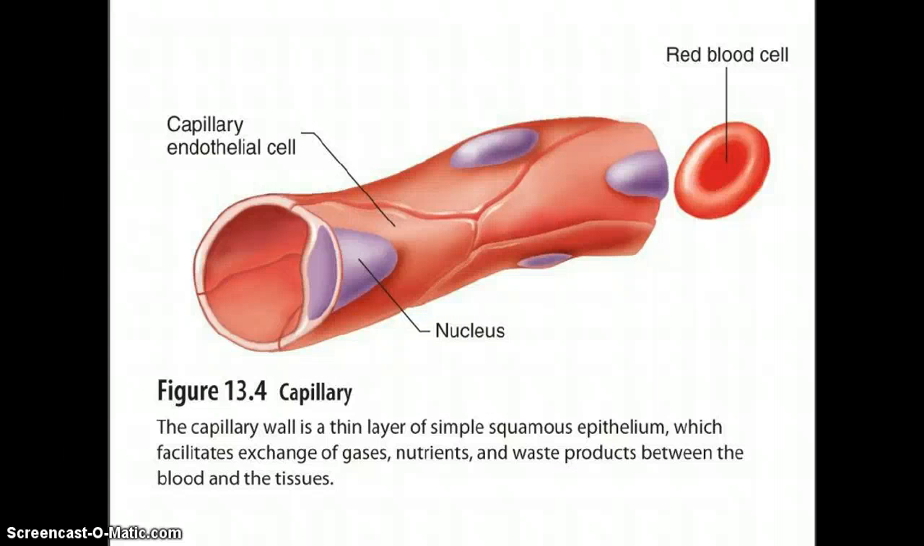Here is what a capillary looks like. It's a thin layer of simple squamous epithelial tissue, and this thinness facilitates the exchange of gases, nutrients, and waste products between the blood and the tissues. And by comparison, on the right-hand side, on your right, shows a red blood cell.